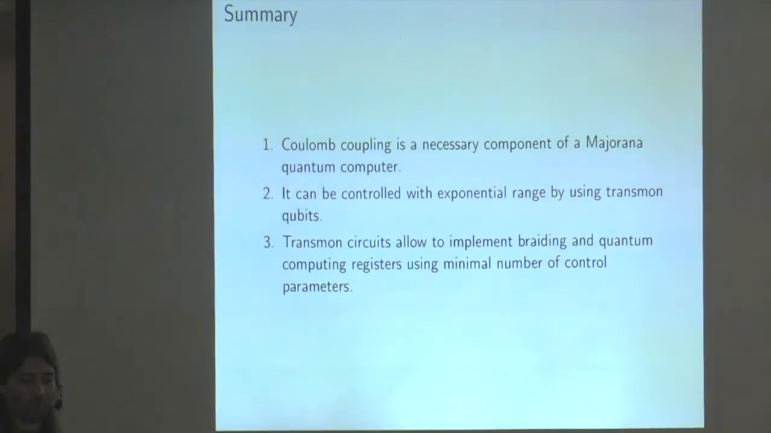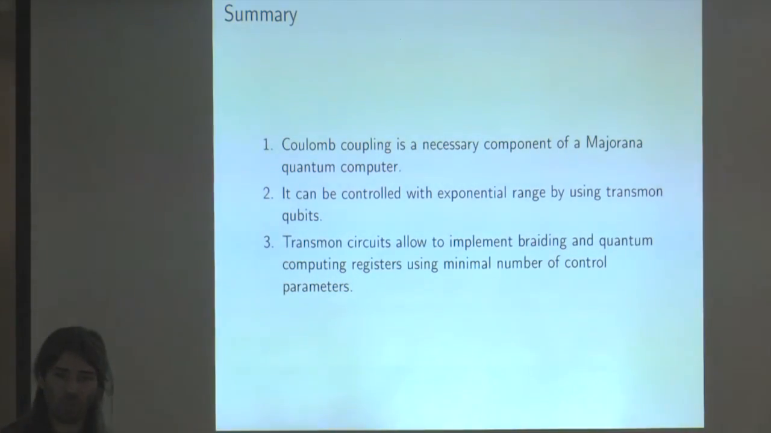So this brings me to my summary. The Coulomb coupling is definitely a necessary ingredient to manipulate Majoranas, because one cannot implement a quantum computer without coupling more than 2 fermions. The Coulomb coupling can be controlled with exponential precision by using superconducting circuits. And this is a rather peculiar thing that I would like to emphasize once again.